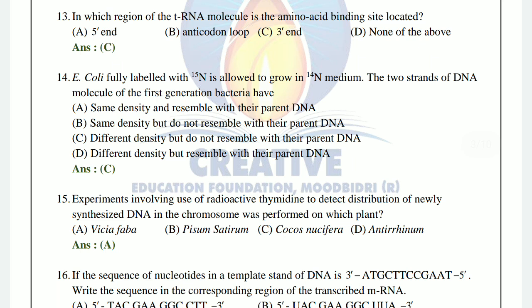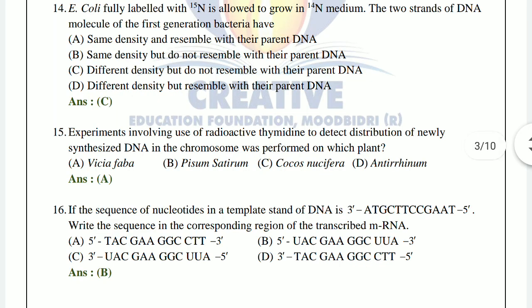14th question, E. coli fully labeled with 15N is allowed to grow in 14N medium. The 2 strands of DNA molecules of the first generation bacteria have, correct option is option C, that is different density but do not resemble their parent DNA. 15th question, experiments using radioactive thymidine to detect the distribution of newly synthesized DNA in the chromosome were performed on which plant? That is option A, Vicia faba.